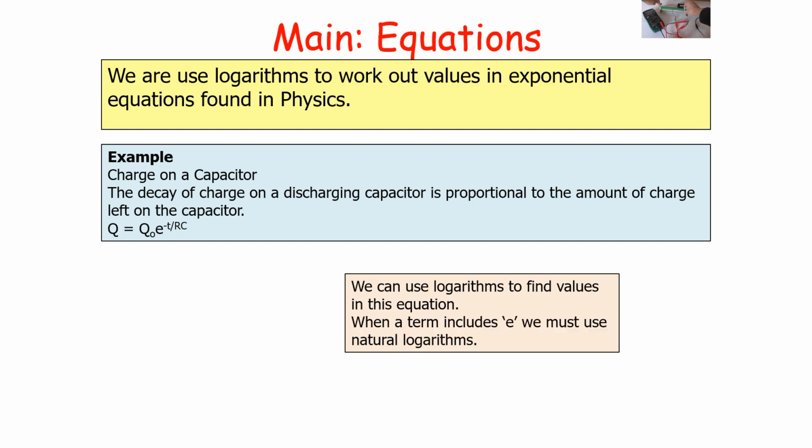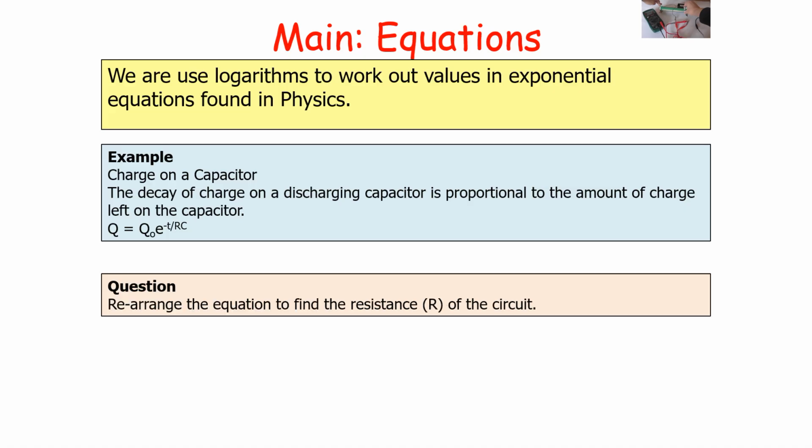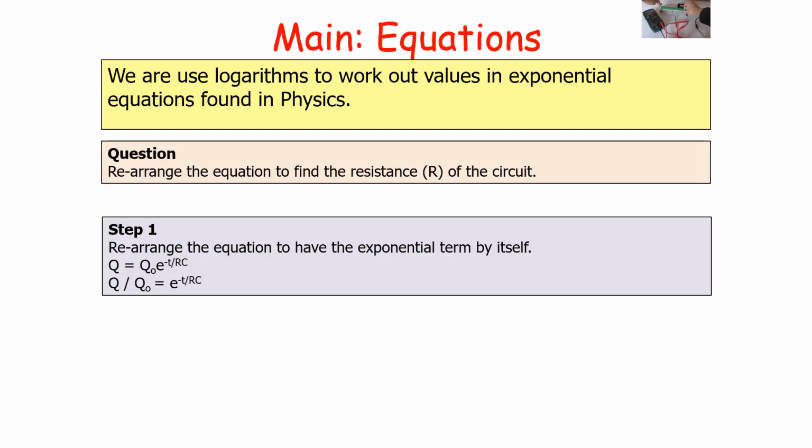When a term includes e, we can use the natural logarithm ln. So we rearrange the equation to find R, the resistance of the circuit. What we'd do is rearrange the equation to have the exponential term by itself. So we say Q over Q0 equals e to the minus t over RC.